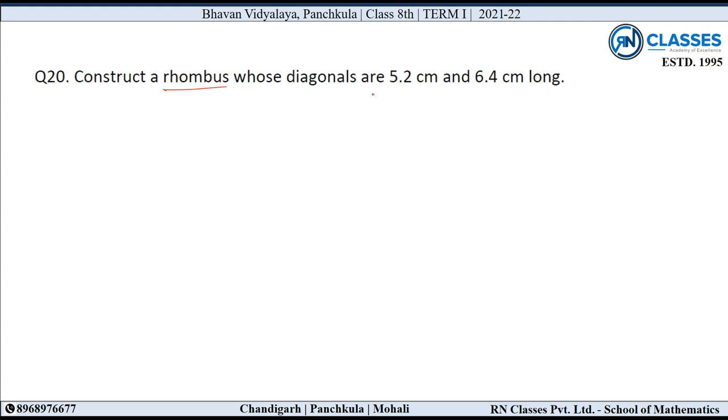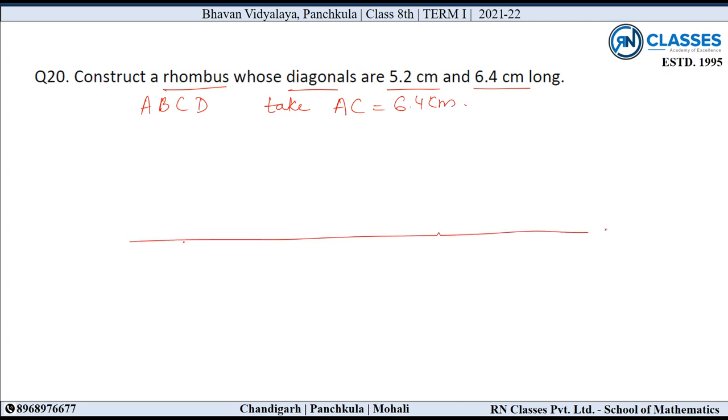Construct a rhombus whose diagonals are 5.2 centimeters and 6.4 centimeters long. Okay, done. Rhombus. I'll give the rhombus the name A, B, C, D. And I'll take AC as the longer diagonal, AC as 6.4 centimeters. I'll start with this longer diagonal, right? So I drew a line here, right? This is A. Keep the compass over here, mark the point over here, 6.4 centimeters long. So this would be C.